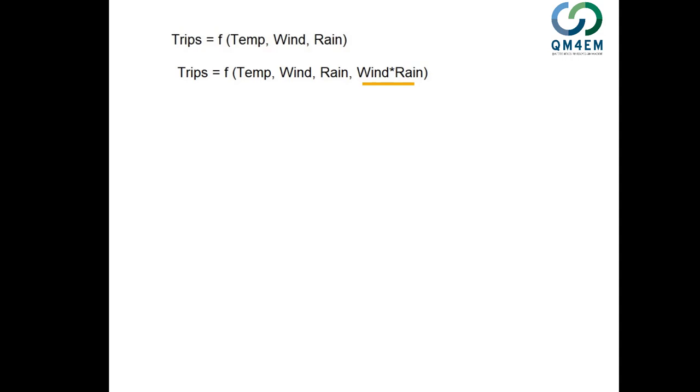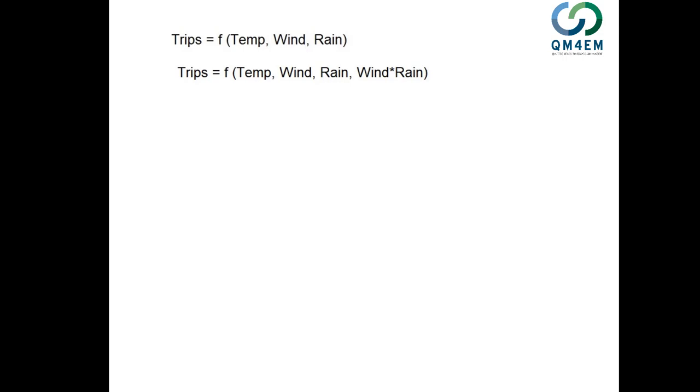So what I wanted to say, let me rephrase it in more detail. When temperature changes, the number of trips changes, keeping rain and wind constant. That's how you interpret it, partial elasticity or partial effect. When rain changes, how much do trips change, keeping temperature and wind constant, and so on. But now I'm saying, when rain and wind change, or when rain and wind happen together, what happens to the number of trips, keeping temperature constant? So that's new information. That's additional information. So this is called interaction terms.